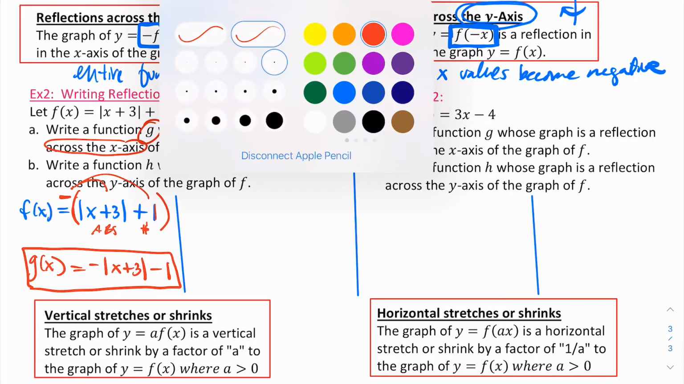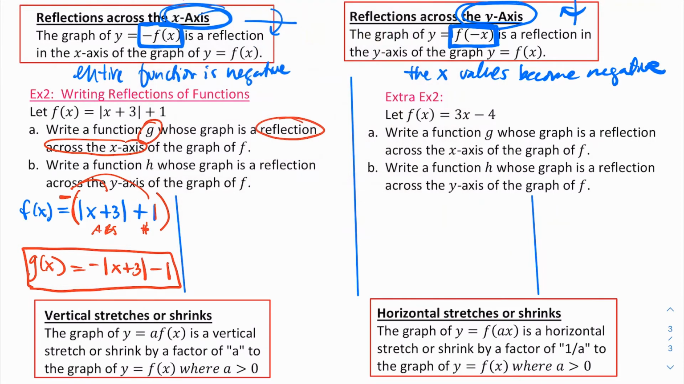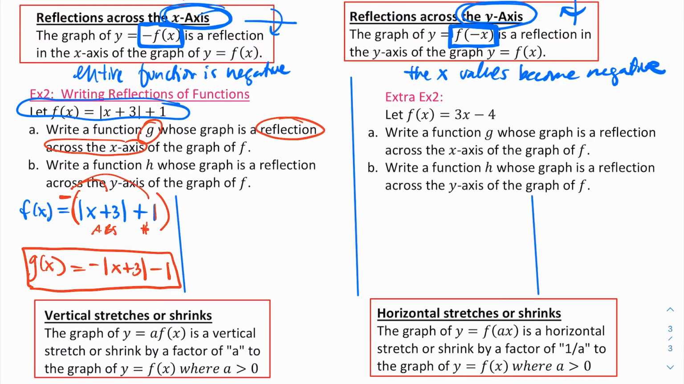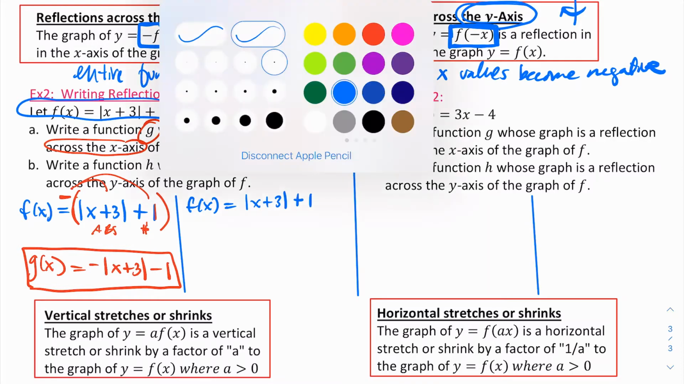For the second part, you rewrite the original function. Okay, so f of x is equal to the absolute value of x plus 3 plus 1. Now, we are going to do the second one. Let me choose a different color.